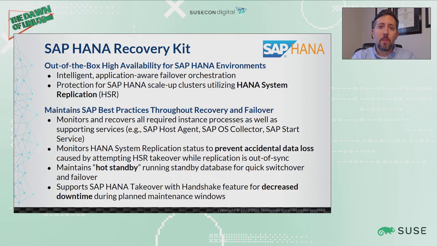The idea there being that it prevents accidental data loss by accidentally trying to promote the secondary before all the data has synced. Another nice feature just of system replication in general is the fact that it replicates from a running database to another running database. So with HANA, you get to have a running, hot standby database waiting there. So if you switch over or fail over, you don't have to wait for the database to start up. It's already running. You just promote it to the primary, and then it's ready to use.